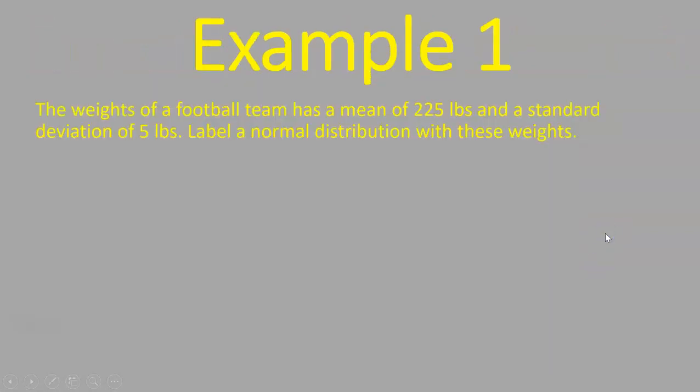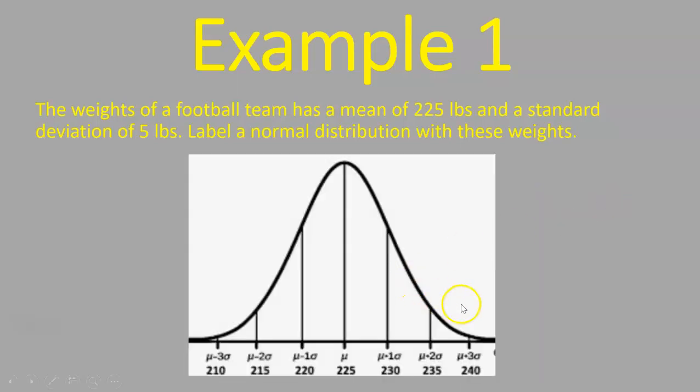Here we have the weights of a football team, which has a mean of 225 pounds and a standard deviation of 5 pounds. Label a normal distribution with these weights. We've done that here. The mean is 225, and we're going to add 5 three times going right, and subtract 5 three times going left. You can see that on the football team, you've got lots of folks in the 220s, fewer under 220 and fewer above 230, but particularly very few under 210.